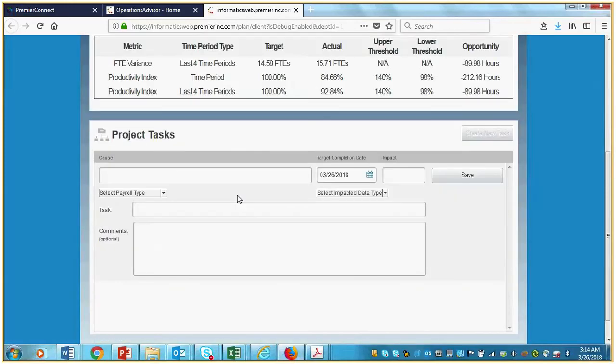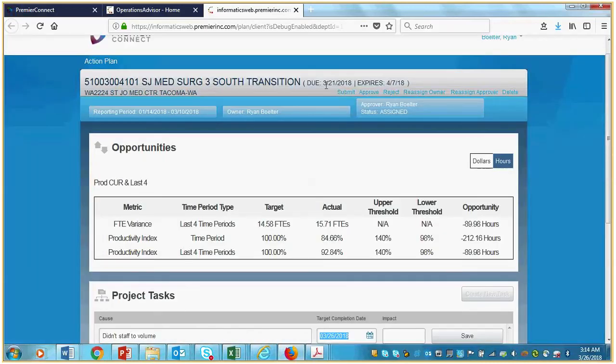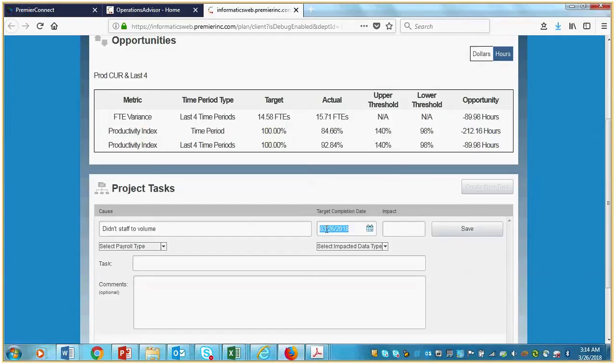So when we're ready to complete this plan, first you have to document why did you have the action plan. So we had a productivity variance here, and maybe we didn't staff to volume. Obviously you'd write something more elaborate than that. You have to put in a target date. Target date has to be before the expiration date. So it's not necessarily when are you going to complete it, it's more when are you really going to start the plan, because maybe it's going to stretch out the rest of the year.